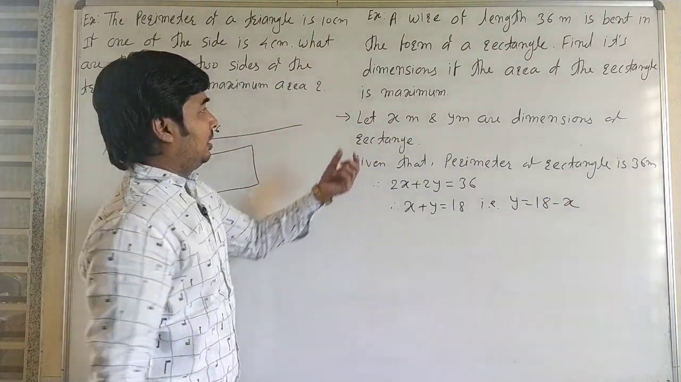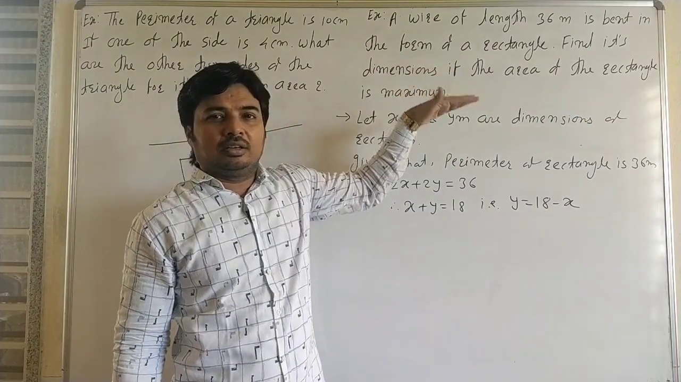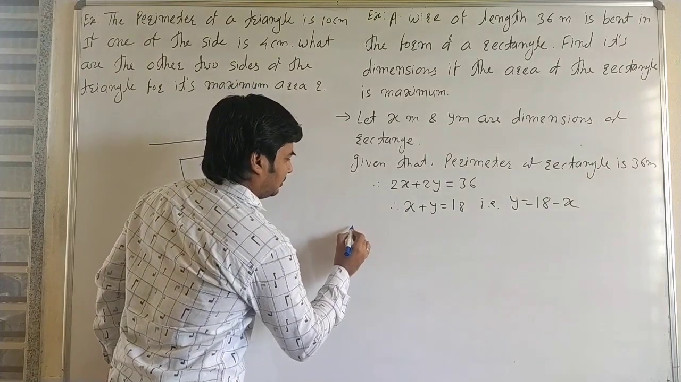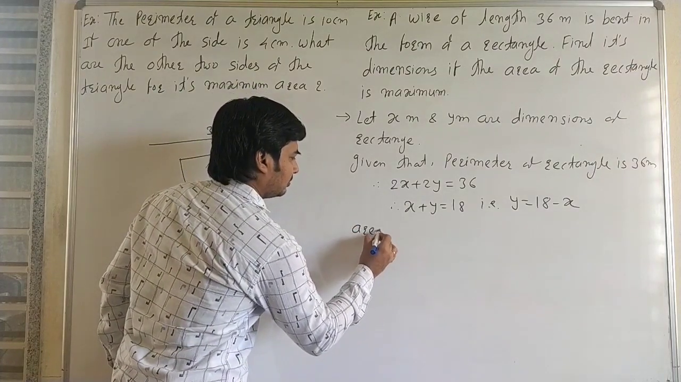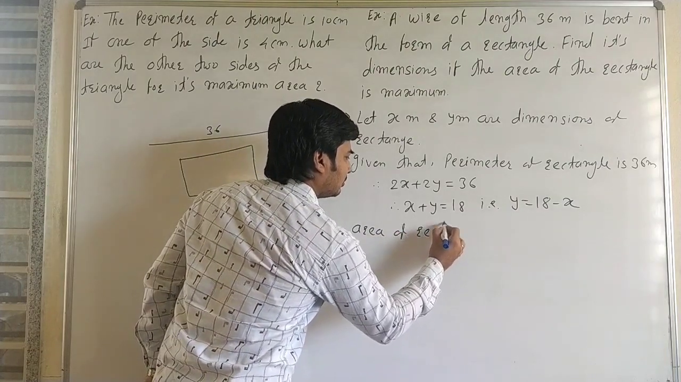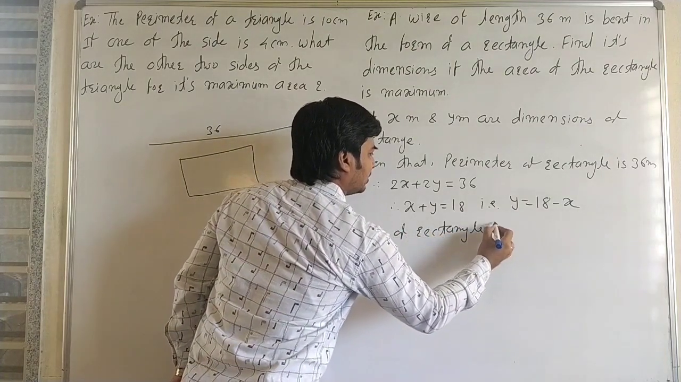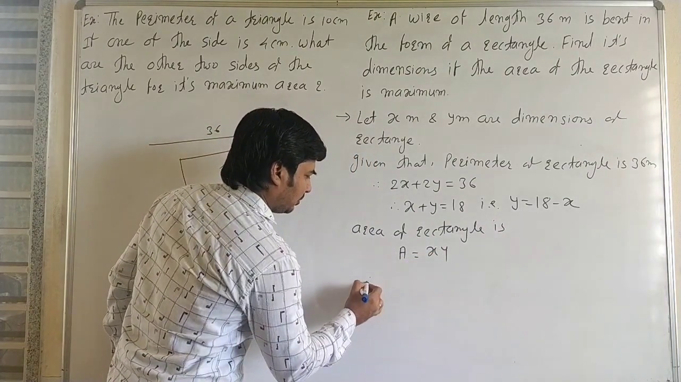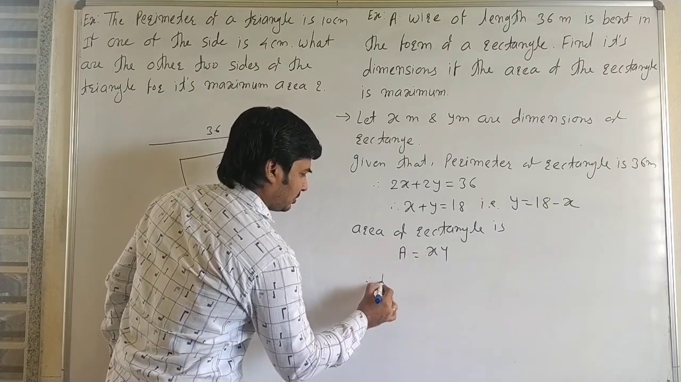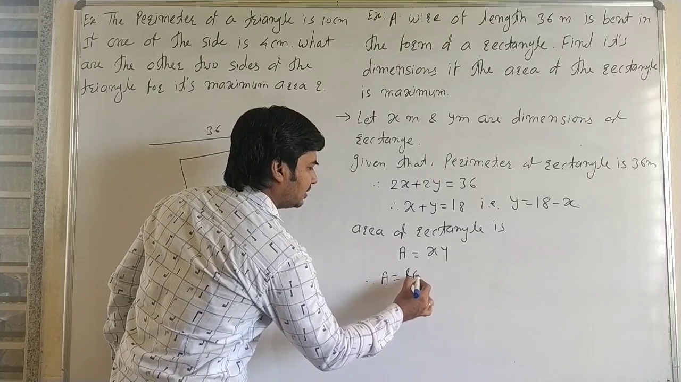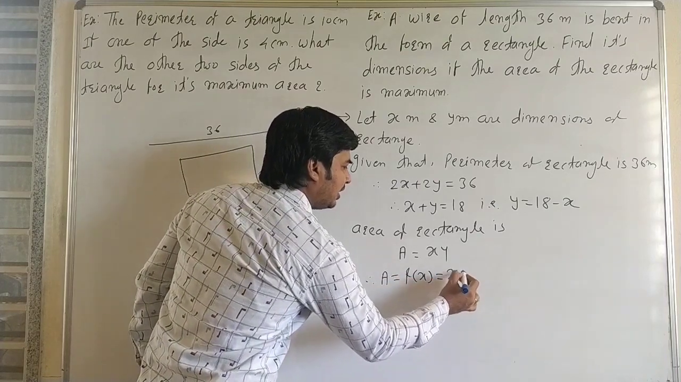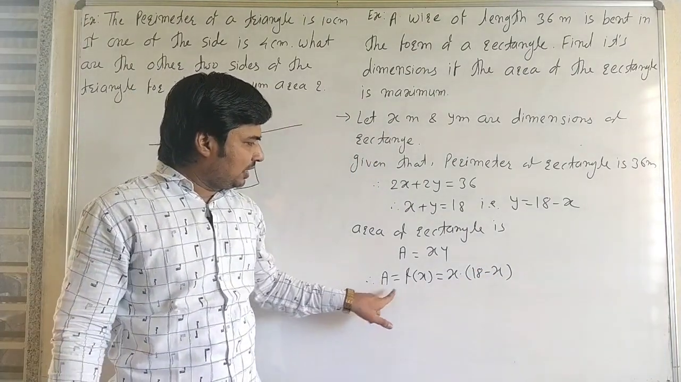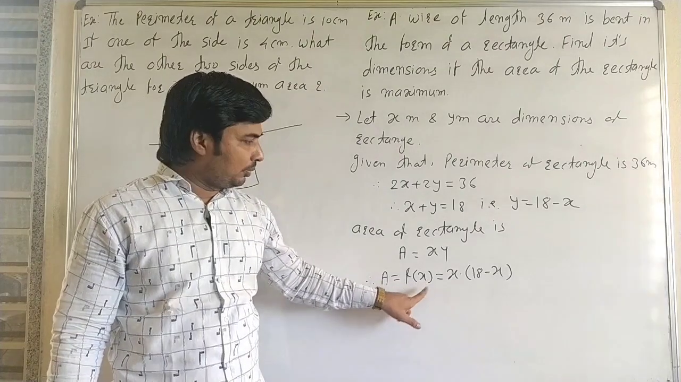Okay, now here we need the maximum area of the rectangle. The area is our function. Area of rectangle is x into y. Therefore, convert the area into the form of f of x. So f of x is equal to x into y, that is x into 18 minus x. Now it is our function.